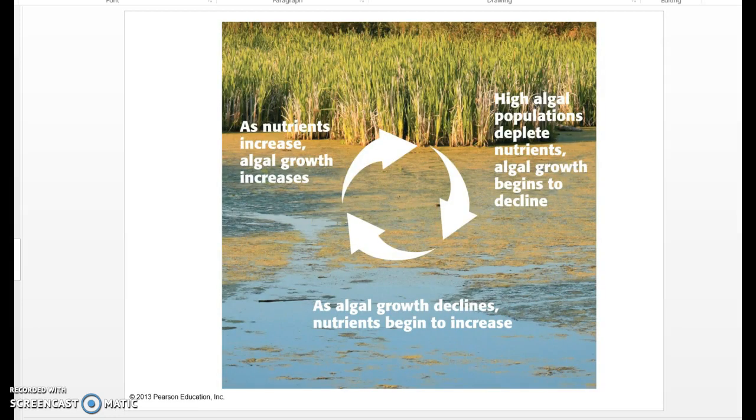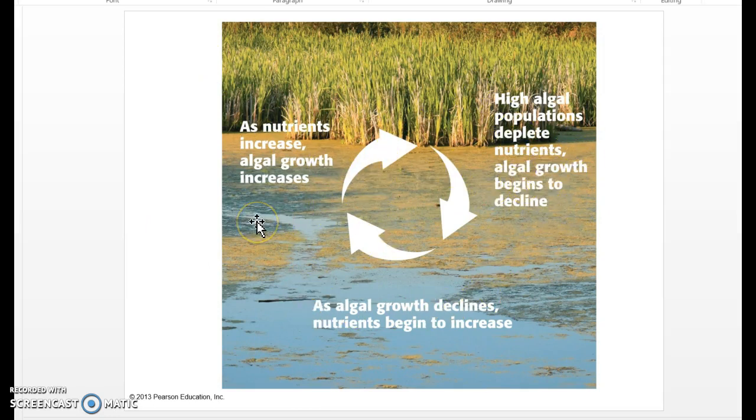And so here's a really good example. As nutrients increase, algae growth increases. For example, if we increase fertilizers and that runoff happens into a river system, then those nutrients increase algae growth. Then the high algae population depletes nutrients because they use those nutrients, and algae growth, of course, begins to decline because there's not enough for it to feed off of to keep growing. And as that algae growth declines, nutrients begin to increase again, and then the cycle continues. This is what we call a negative feedback loop, because do you see how it's correcting itself?